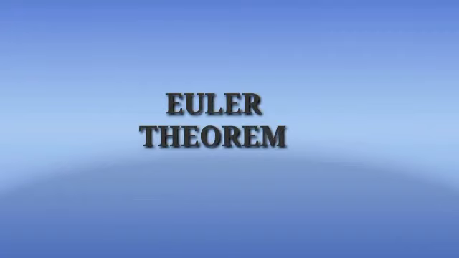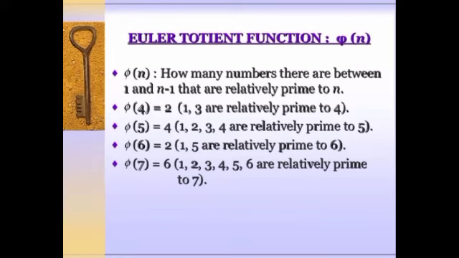So now let's proceed to the last theorem, which is Euler's theorem. Euler's totient function: the totient of n is how many numbers there are between 1 and n minus 1 that are relatively prime to n. So for example, the totient of 4 is equal to 2, the numbers 1 and 3 being relatively prime to 4. The totient of 5 is equal to 4, the numbers 1, 2, 3, and 4 being relatively prime to 5.